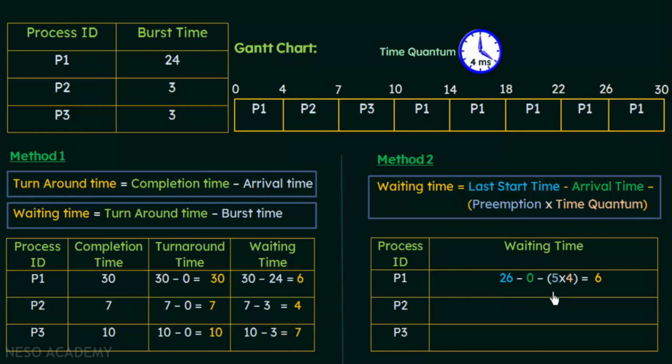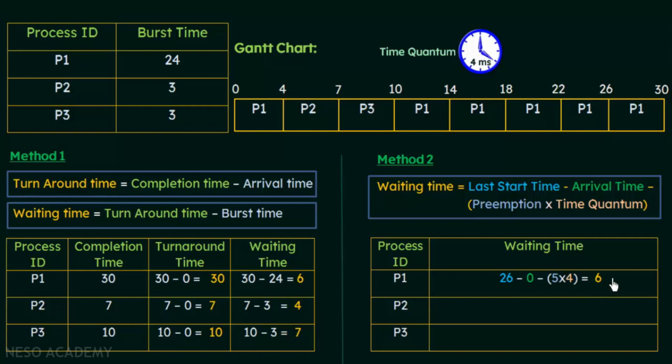26 minus 0 minus 5 into 4. So if you multiply 5 into 4, we get 20. 5 fours are 20. So 26 minus 20 is 6 milliseconds. So that is the waiting time for P1. So if you see here also we got the same thing, 6 milliseconds for P1.